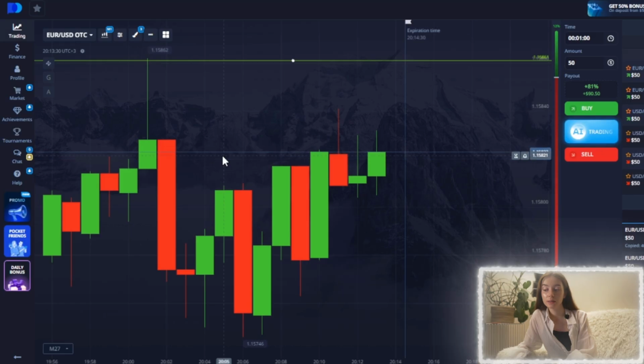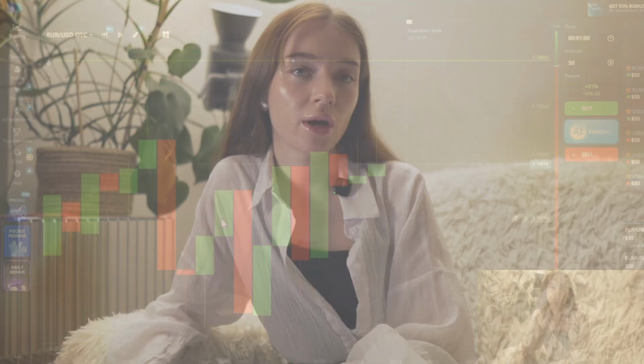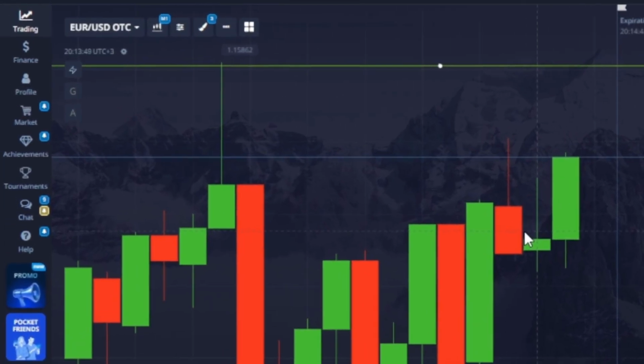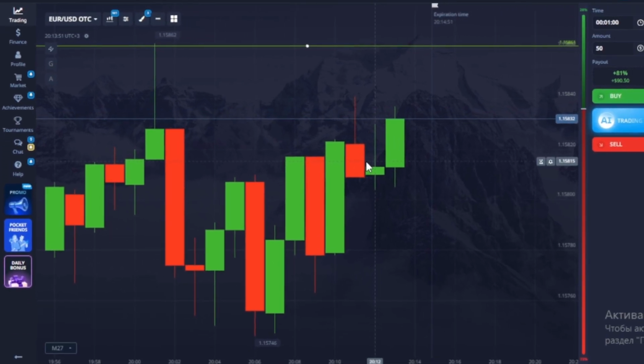And now let's take a look at the screen. We are now in the quick trading mode. This is a perfect starting point for a beginner. If you have just started to be interested in trading, everything is friendly for you here, because there is a simple interface, a very clear platform, and no complex settings.